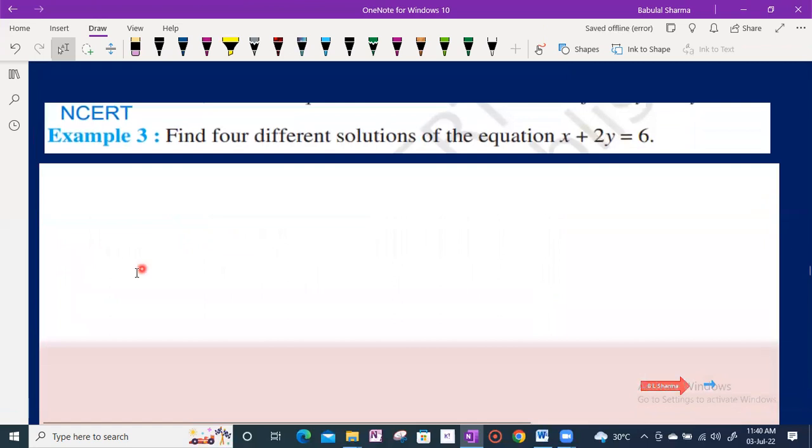And now, the example number 3 of your NCERT. Find 4 solutions. So we can write x plus 2y is equal to 6.